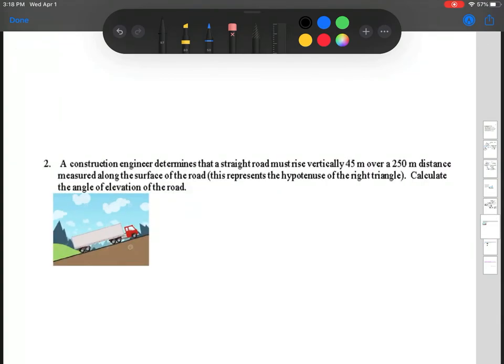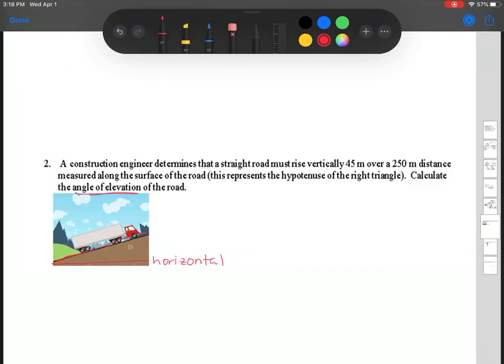So a construction engineer determines a straight road must rise vertically 1.5 meters over a 250 meter distance measured along the surface of the road. And it tells you here, this represents the hypotenuse of the right angle triangle. Calculate the angle of elevation of the road. As soon as it says angle of elevation, that means you want to consider a horizontal. Okay, and then it's elevating or rising.